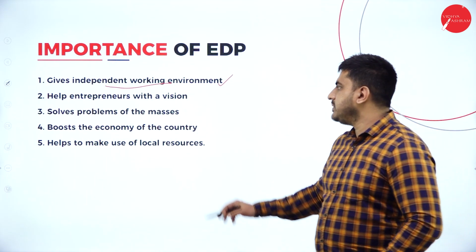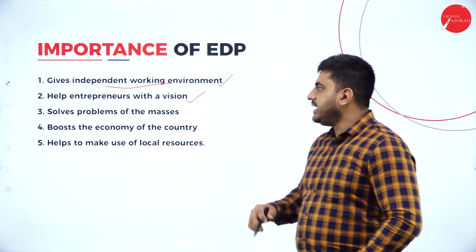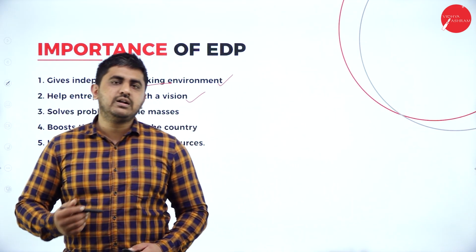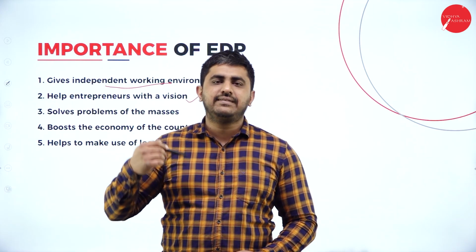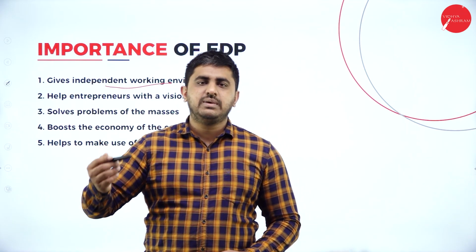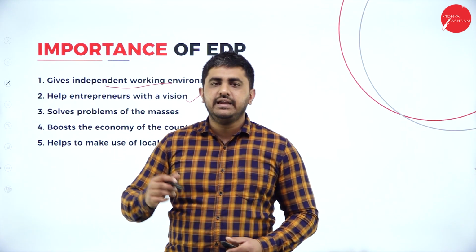Next, help entrepreneurs with a vision. What EDP does is, it will help the entrepreneur with a vision, like what kind of activities they might have to do after 6 months or after 1 month. That clarity will be given by the EDP.